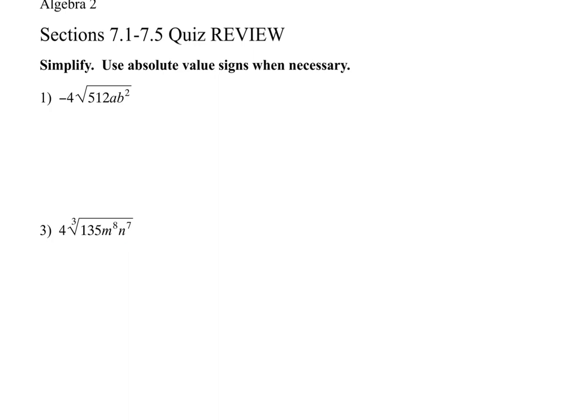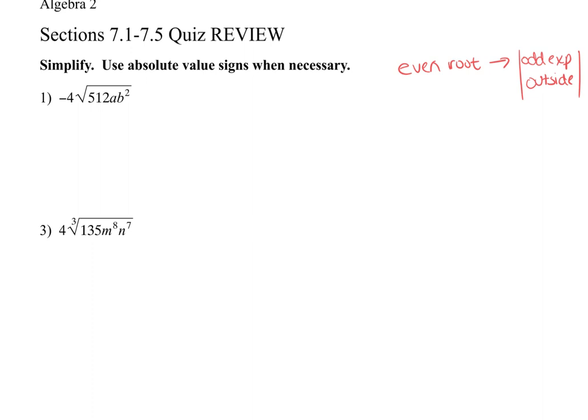So if you need to make a note, even root, and you take out an odd exponent on the outside, that is going to require an absolute value. That's where that's going to happen. So let's look at this first one. This is the square root.